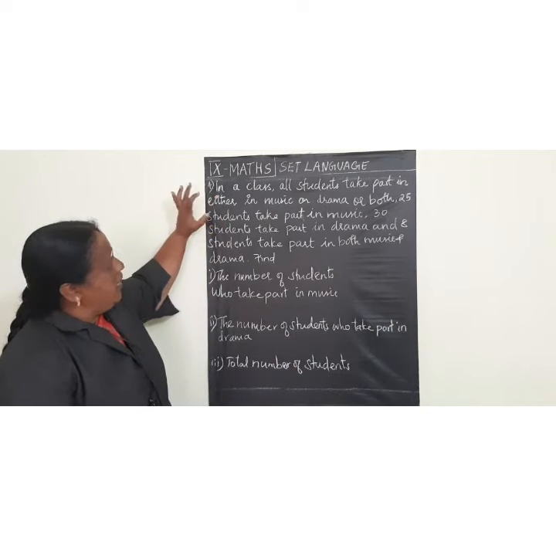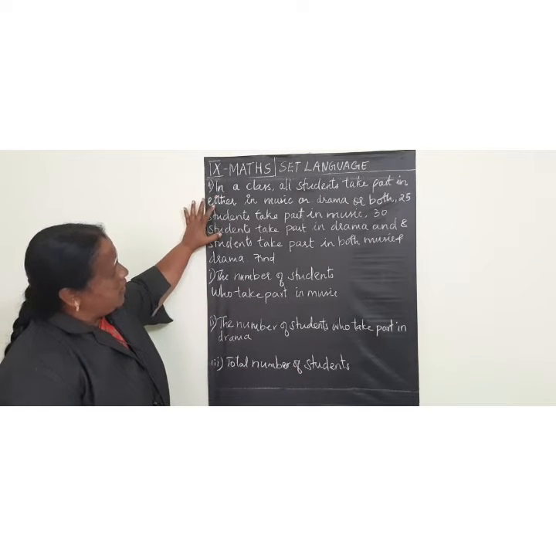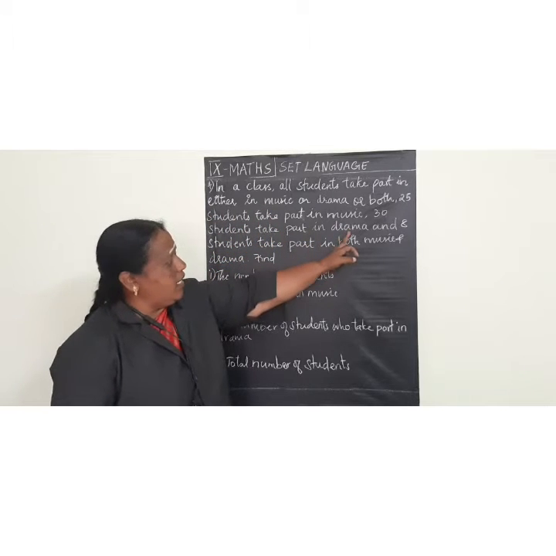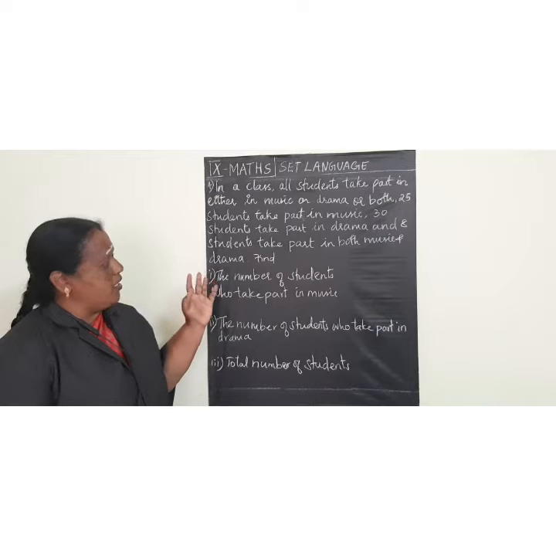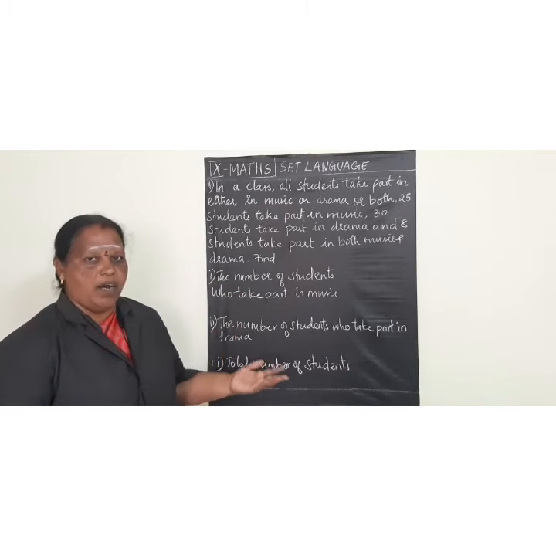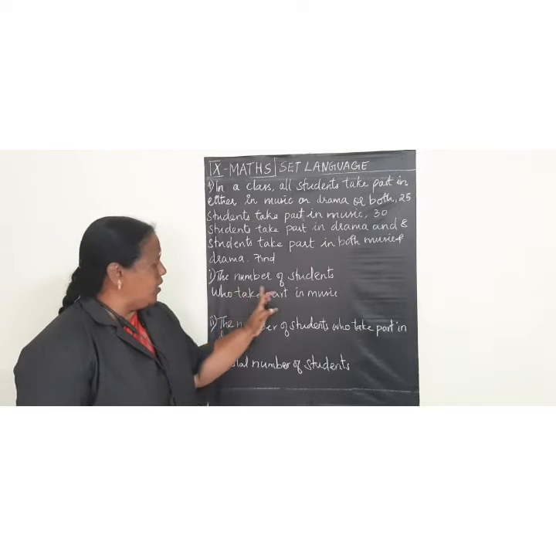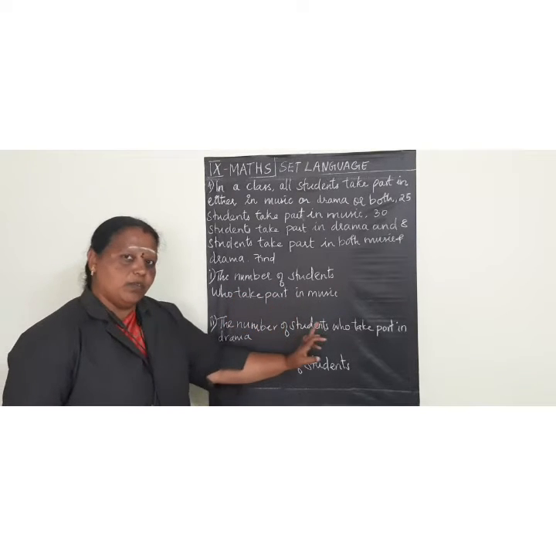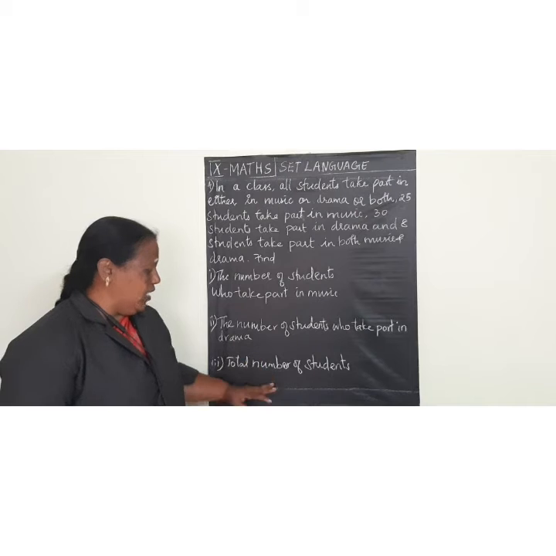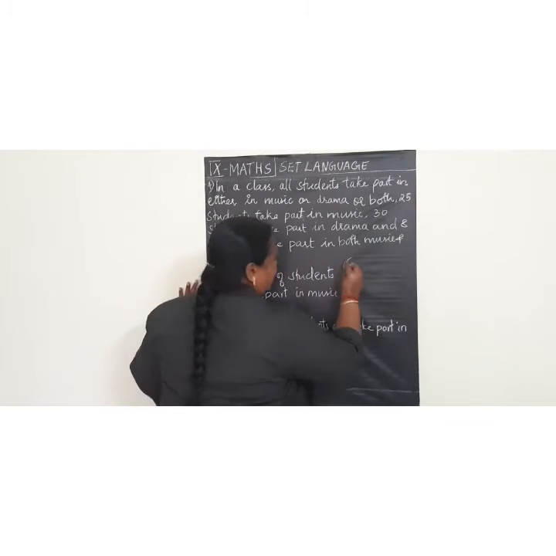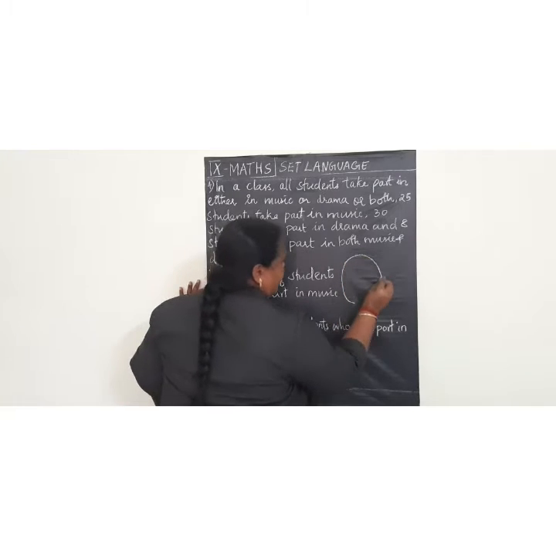Here they are given a class. Some students take part in music, some students take part in drama, and some students take part in both drama and music. By using the Venn diagram, we have to find how many students took part in music, how many students have taken part in drama, and then how many students are in the class. So first we have to draw the Venn diagram.